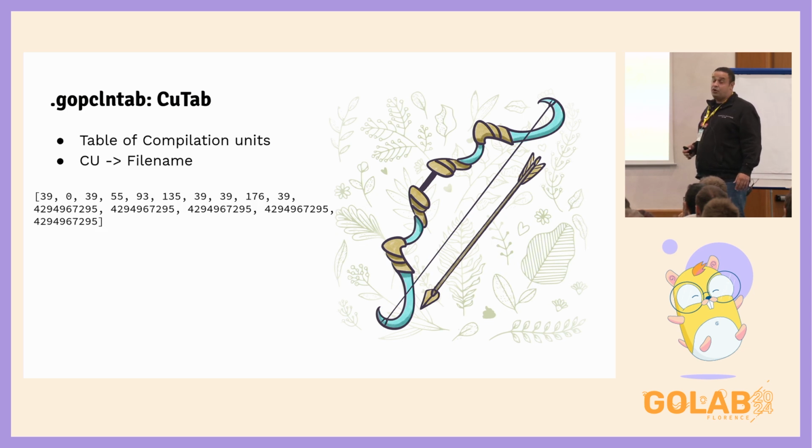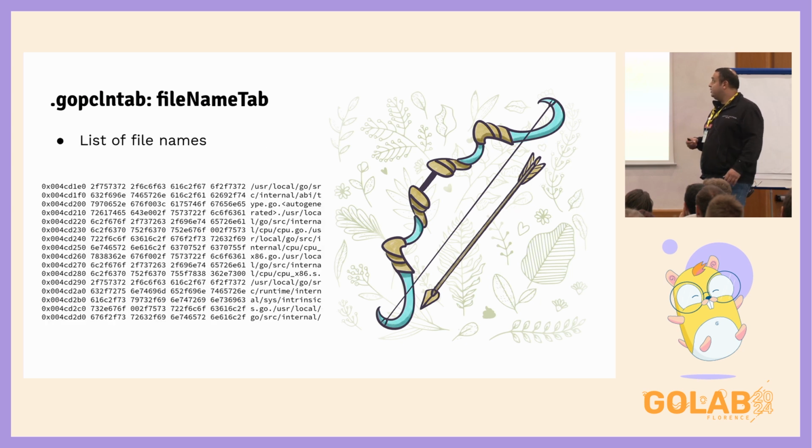Then we have the compilation unit table. The compilation unit table is a table that has pointers or offsets into the file name table. That is the next chunk of data that we have. The next chunk of data is the file name tab. The file name tab is just file names, one after another.